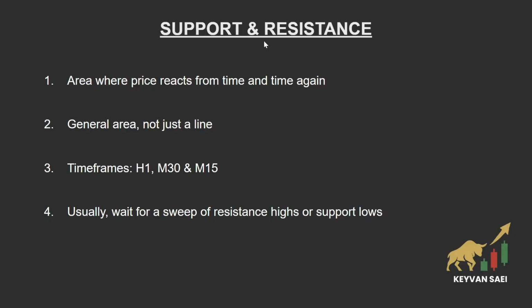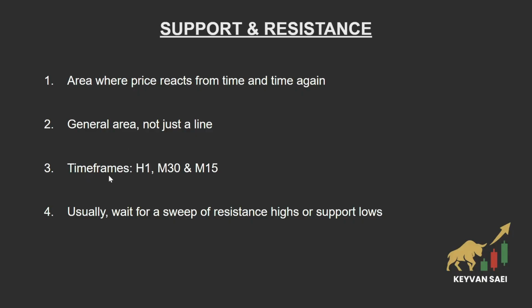So point number 1, support and resistance is just an area where price reacts from time and time again, over and over, right? Point number 2, it is a general area. It's not just a line. Many people draw just support and resistance with a line. Yes, this could work, but you have to understand that the market works in ranges and it's not just one price level. So it's usually a general area of support or a general area of resistance.